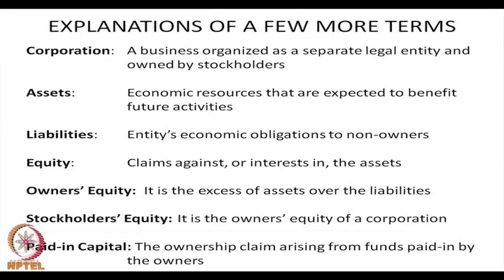Equity, as we have already seen, is the claims against or interests in the assets. And when we say owner's equity, it is the excess of assets over liabilities. So, assets minus liabilities will be the owner's equity, which is the same as paid in capital plus retained earnings, from the equation that we had shown earlier. Stockholders' equity is the owner's equity of a corporation, because there is a large number of owners, not one. So, we sometimes call it stockholders' equity. Paid in capital is the amount invested in the beginning when the corporation starts, the ownership claim arising from funds paid in by the owners.